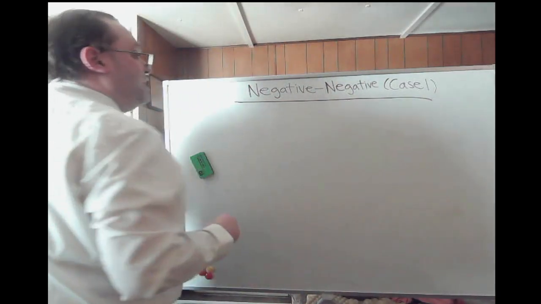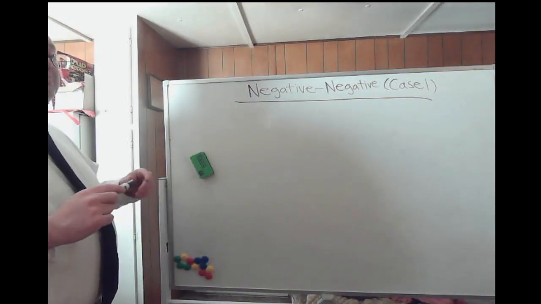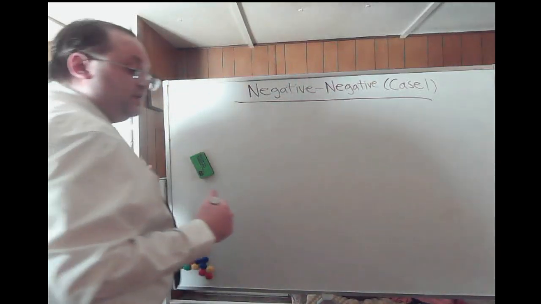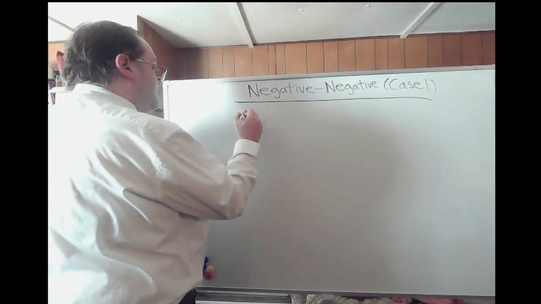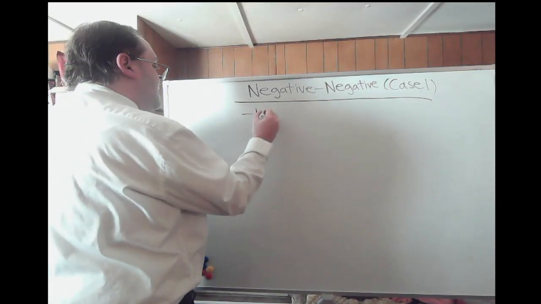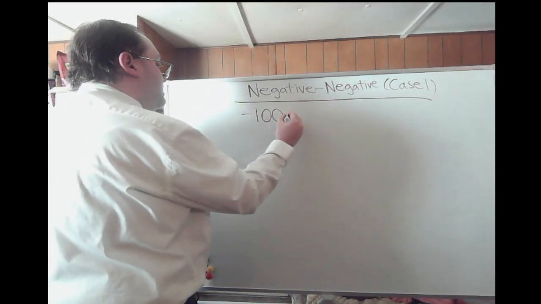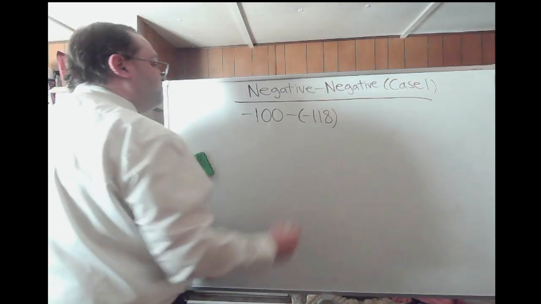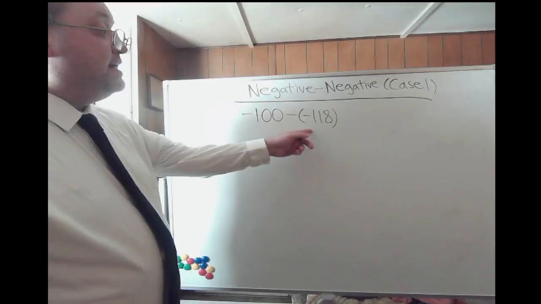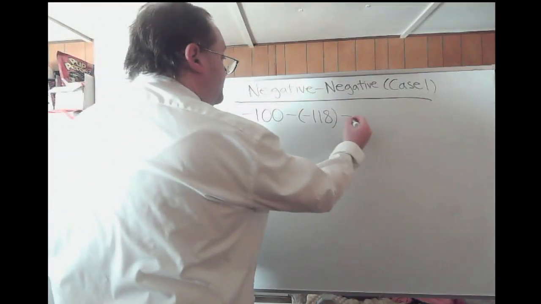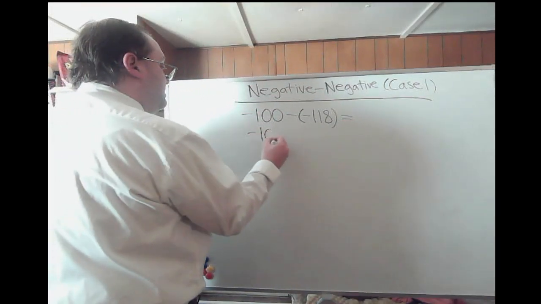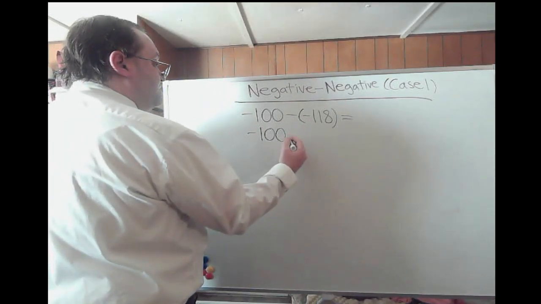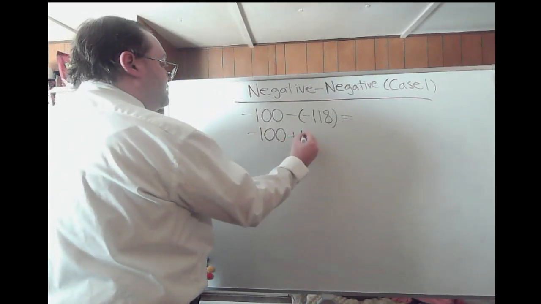So negative minus negative case 1 turns into positive minus positive case 1. It's kind of interesting how that works. Let's say we have negative 100 minus negative 118. We have a negative minus a negative. Well, what this is first going to turn into is negative 100 minus minus 118, which is plus 118.